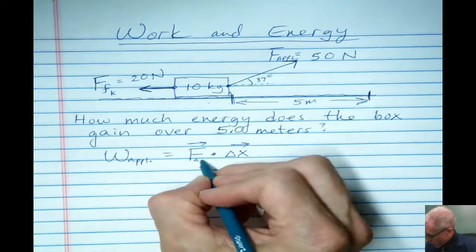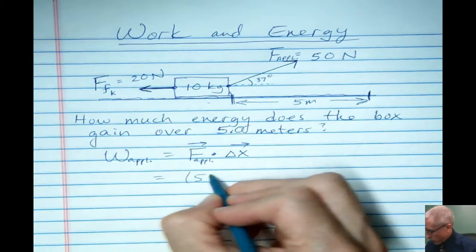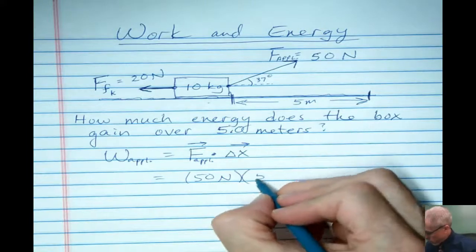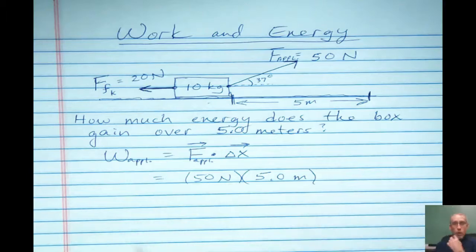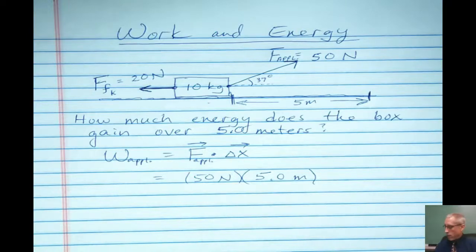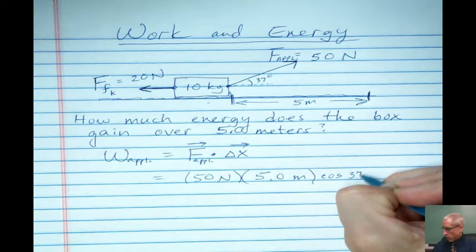So this in particular is the applied force. So here we've got 50 newtons, and we've got a displacement of 5.0 meters. But remember, with a dot product, we have to account for the direction between them. If they're perfectly parallel, lined up with each other, then we're fine. But if there's any angle in between the applied force and the direction of the motion, we have to account for that parallelness with the cosine of that angle. So in this case, the cosine of 37.